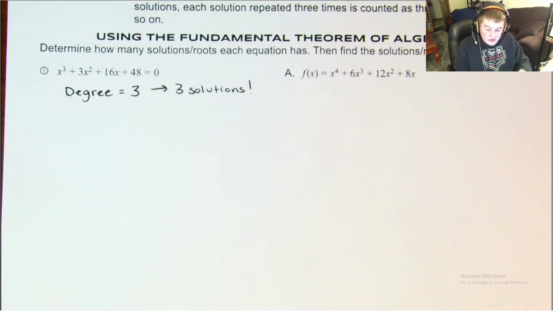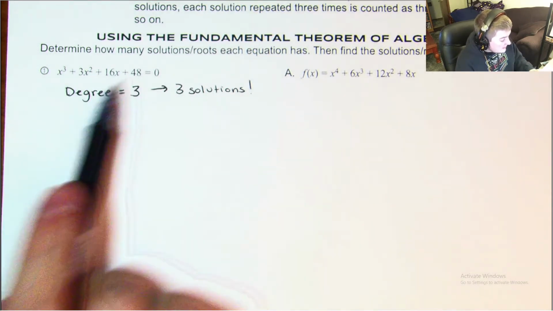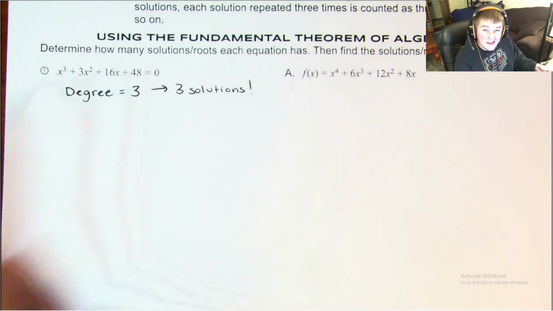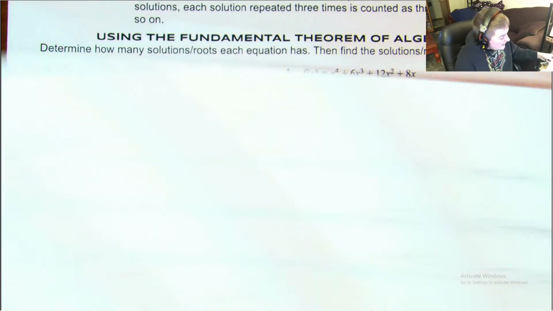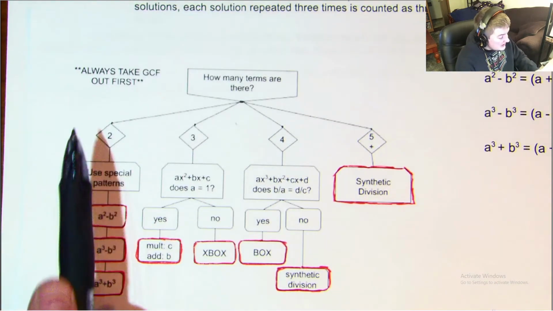Now, like I said, the majority of our work is really solving, and those use methods previously used in 5.4 and 5.5. Okay, so I want to solve this. The first step is to make sure it's set equal to 0. It is. So then we can go ahead to our factor flowchart here, and it says that we want to take out the greatest common factor.